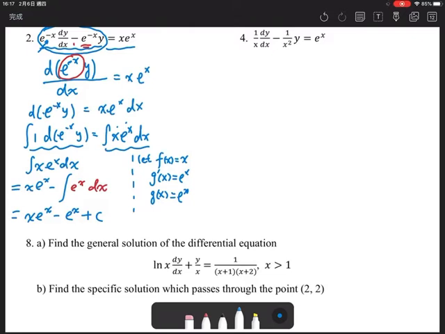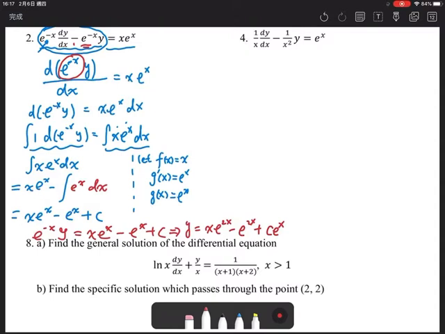So left hand side, we integrate left hand side, so the answer will be e to the power of negative x y equals x e to the power of x minus e to the power of x plus constant c. So finally the answer, we write the subject to be y, so y equals x times e to the power of 2x minus e to the power of 2x plus c times e to the power of x. So this is question 2.